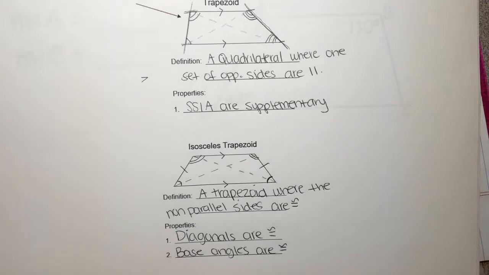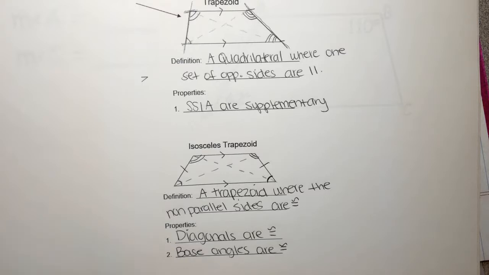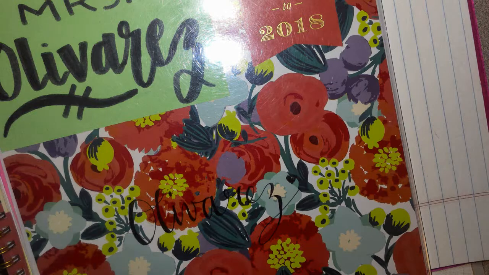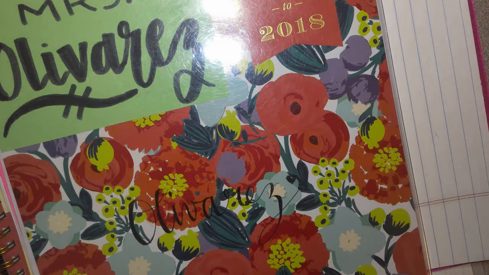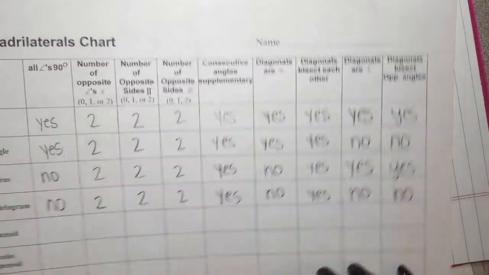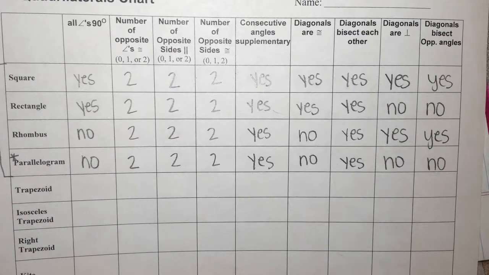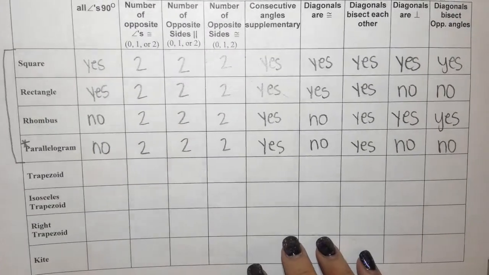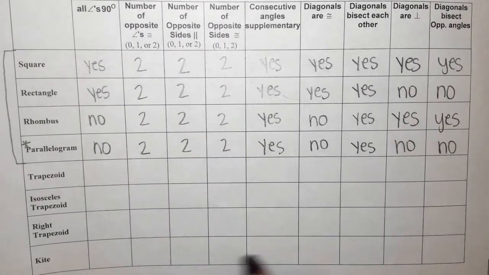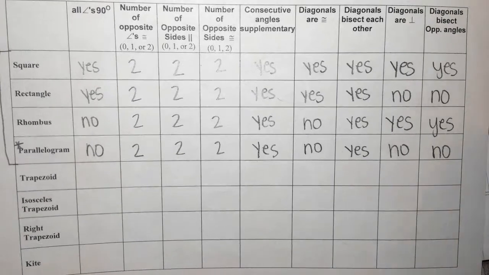Do I have any questions? All right, put that, yes. Now get your checklist or your yes/no chart out. We already filled in this much of it. Now we're going to fill in our trapezoid. Kite's going to be tomorrow or Monday for us.